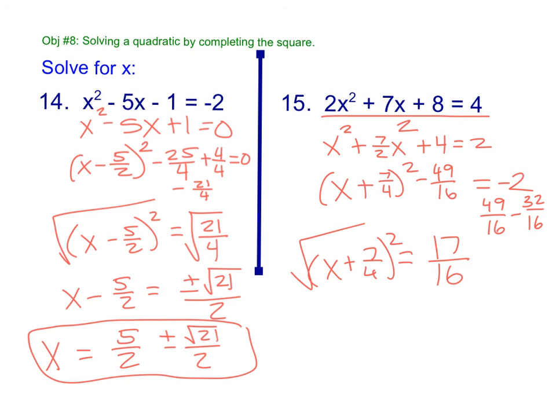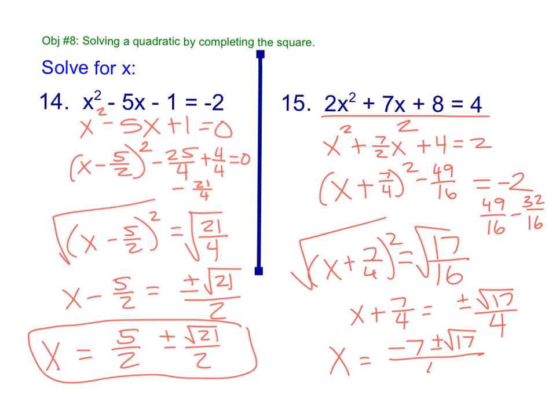Square root of both sides. Again, the denominator, which is kind of nice, is a perfect square. So it's the square root of root 17 over 4. And then move the 7 over 4 over. I'm going to write this as one big fraction. It's negative 7 plus or minus root 17 all over 4. So you can put them both over 4, or you could write it like this. It's up to you.